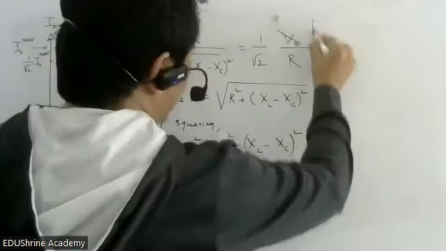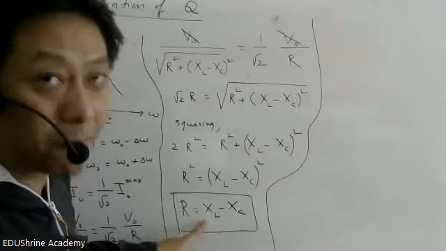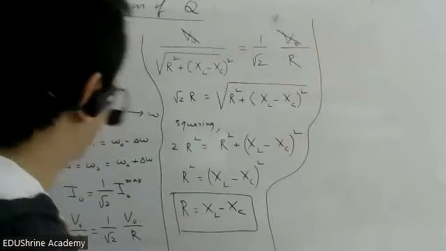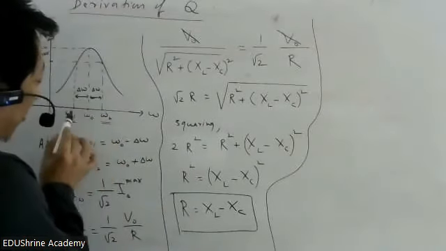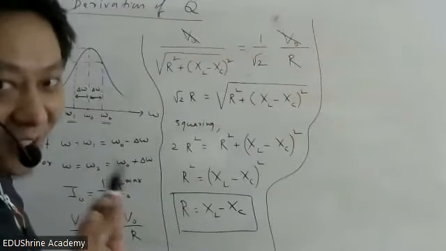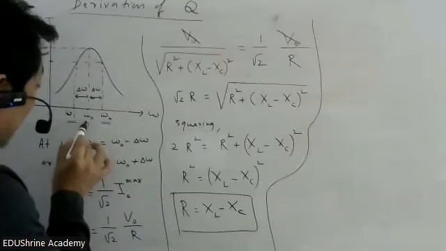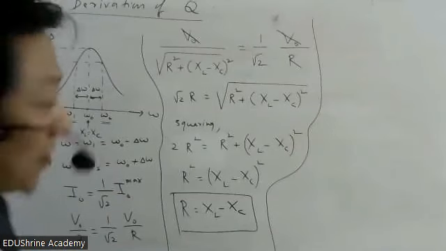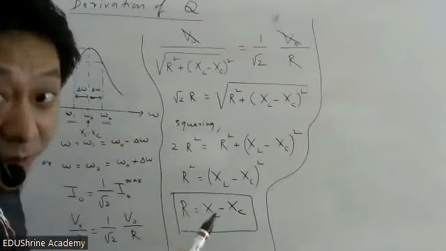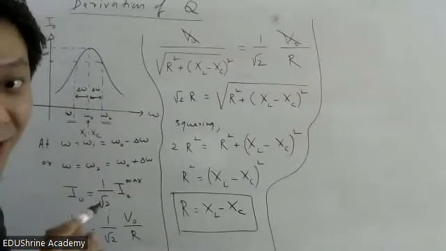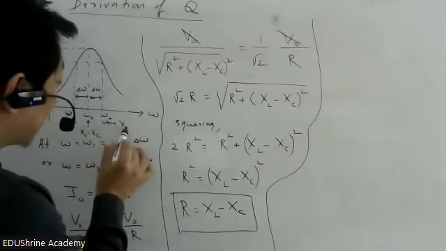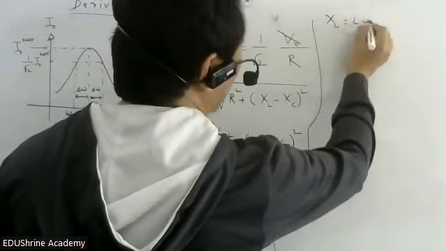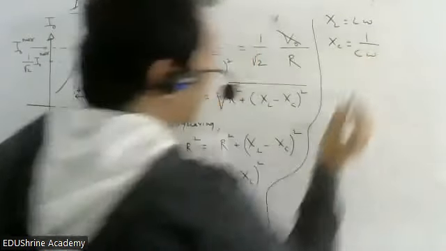If I assume XL minus XC, then I'm assuming XL is greater. Now guys, if XL is greater, then am I talking about omega 2 or omega 1? Stop writing once, all of you listen carefully. Here XL equal to XC is resonance. Omega 2 is more than omega 1, so your XL will be more. Why will XL be more? Because the XL formula is L omega and the XC formula is 1 by C omega.